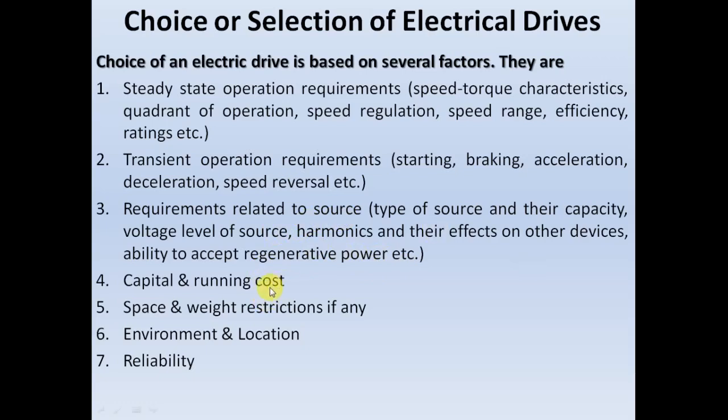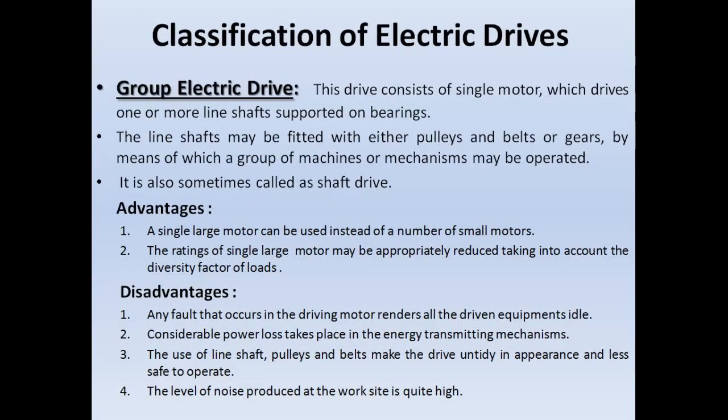The remaining ones are the usual ones: the capital and running cost, space and weight restrictions, environment and location, and reliability. These are the usual type of constraints which we generally take into consideration in all systems. This was also asked for 4 marks in the last year university question paper. Next is the classification of electric drives.